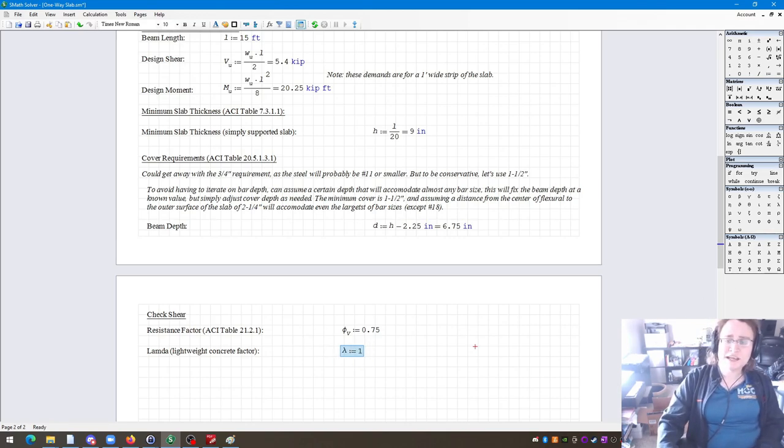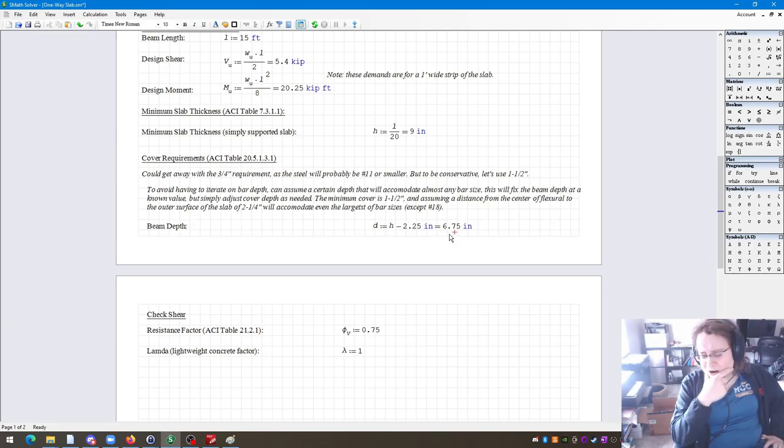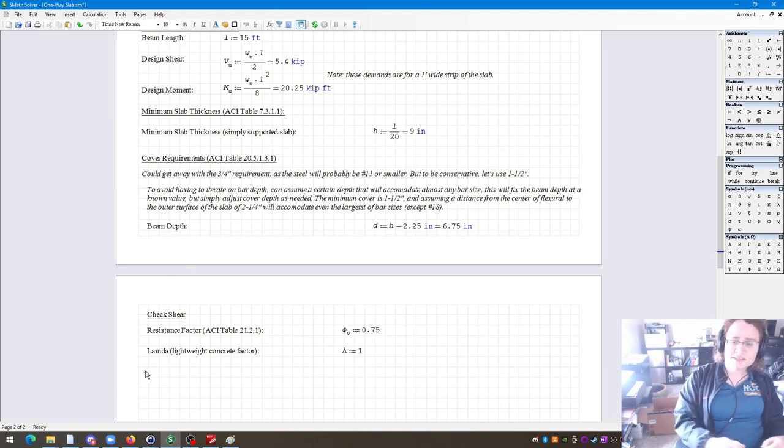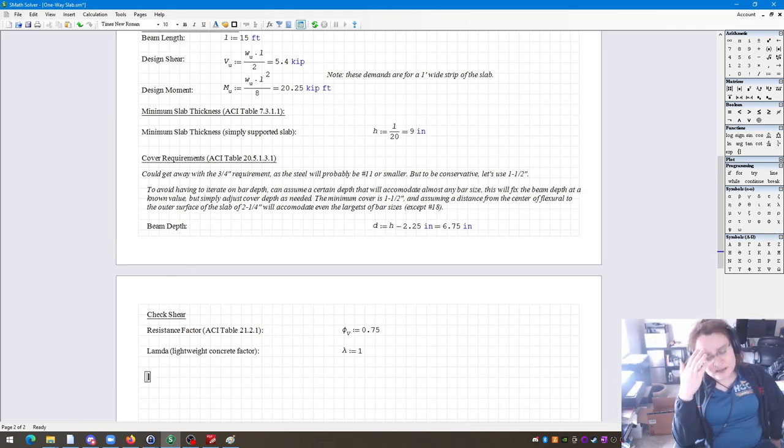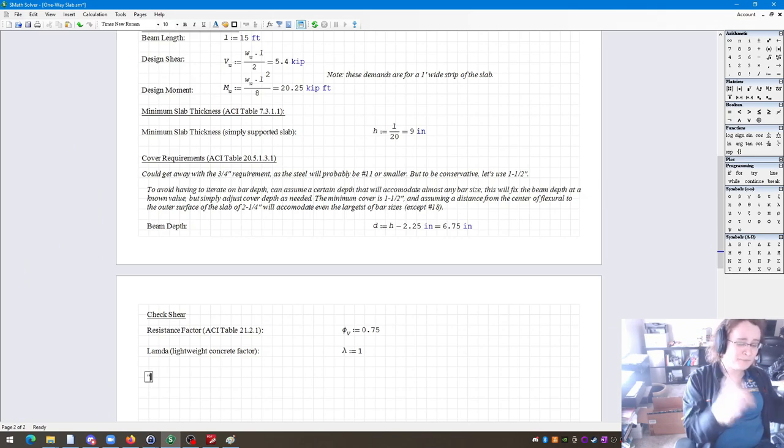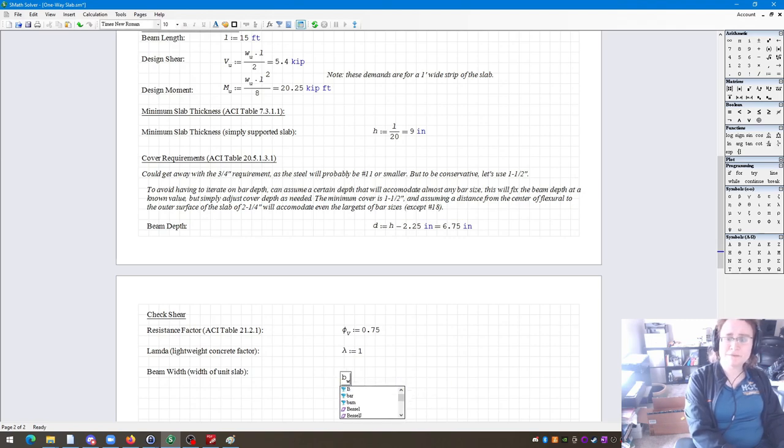Now, if we look at that equation again, we need f prime c, which we have. bw is the width of the beam, and d is the beam depth. We've already calculated beam depth. Again, we've assumed a conservative value for our bar diameter that will accommodate almost any bar size. Now we do need to get our beam width, but when we analyze or design a slab, we typically design it in a unit width, or in this case, a 1 foot wide width. So our beam width, even though we really have a slab here, is just a 1 foot width of unit slab, and bw is just going to equal 1 foot, or 12 inches.